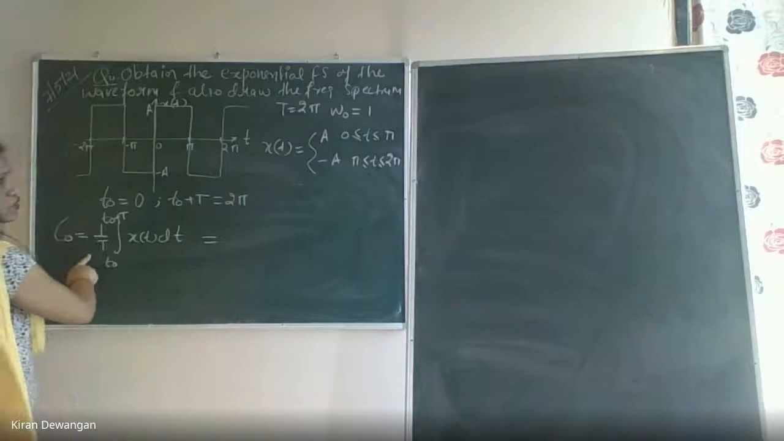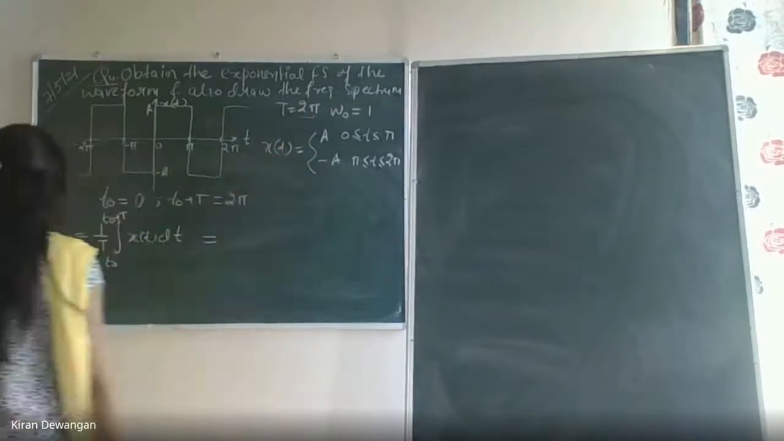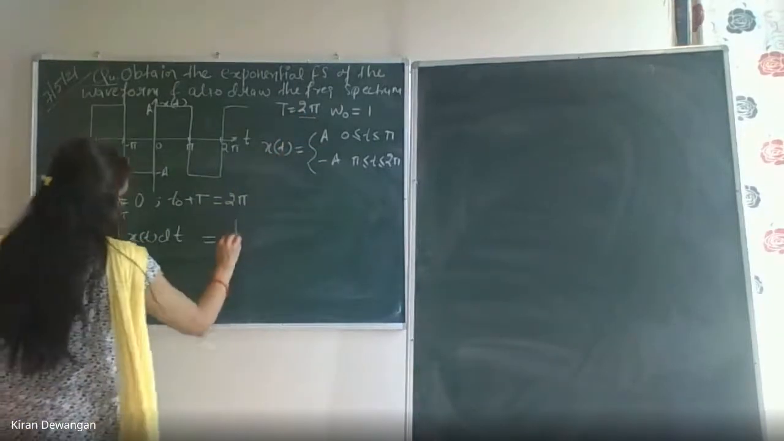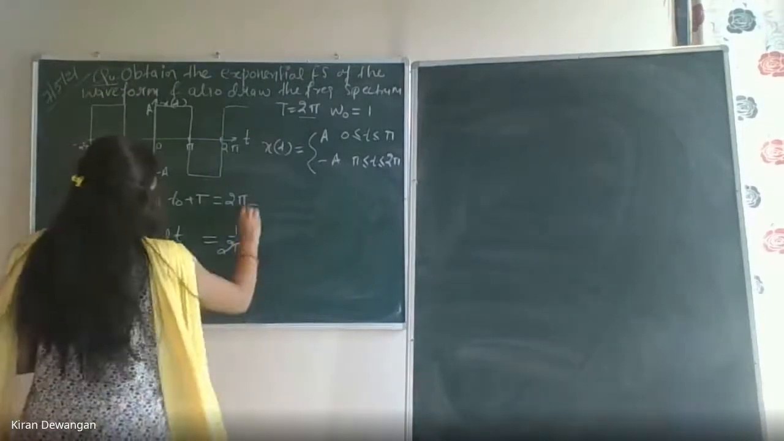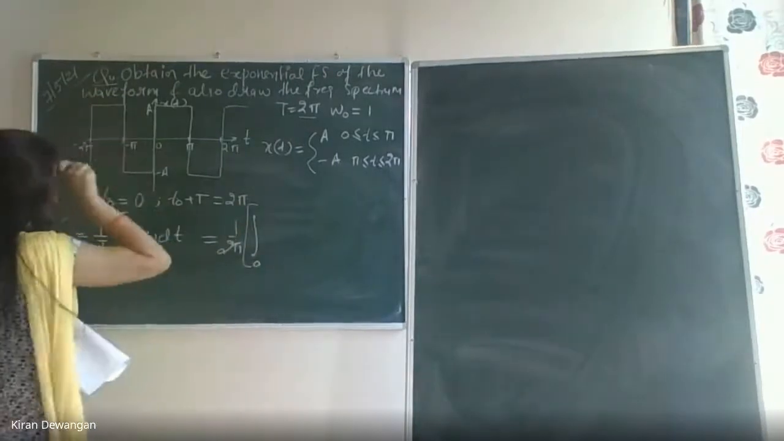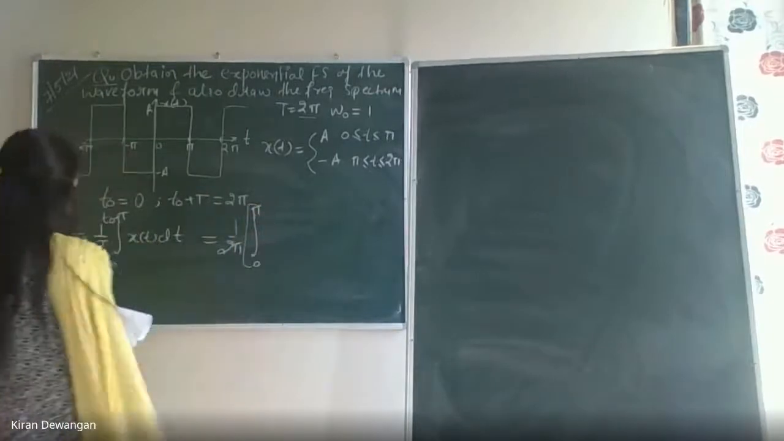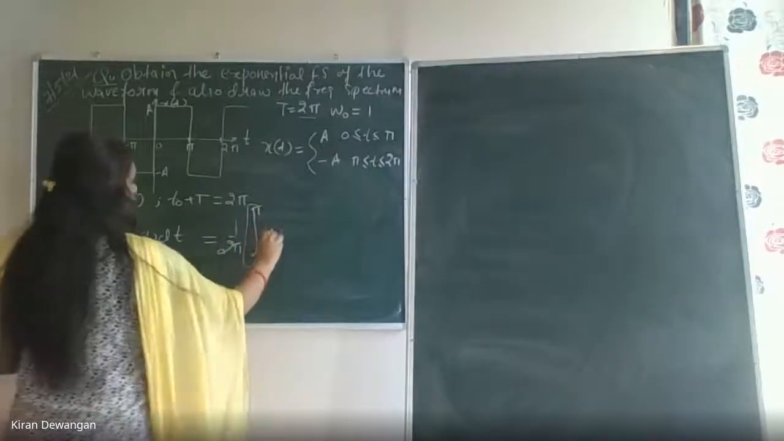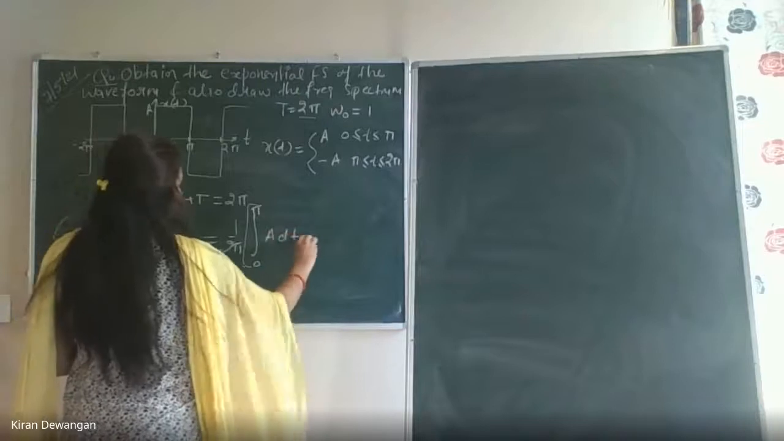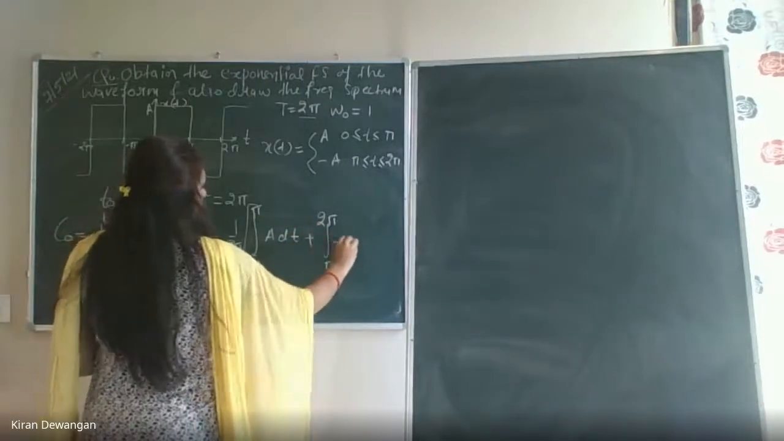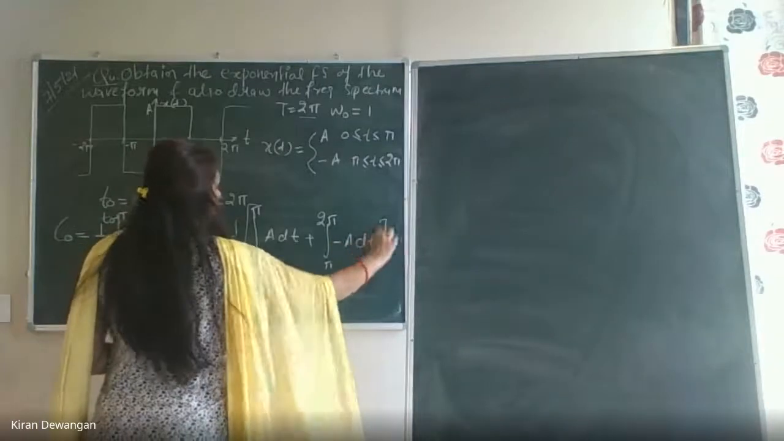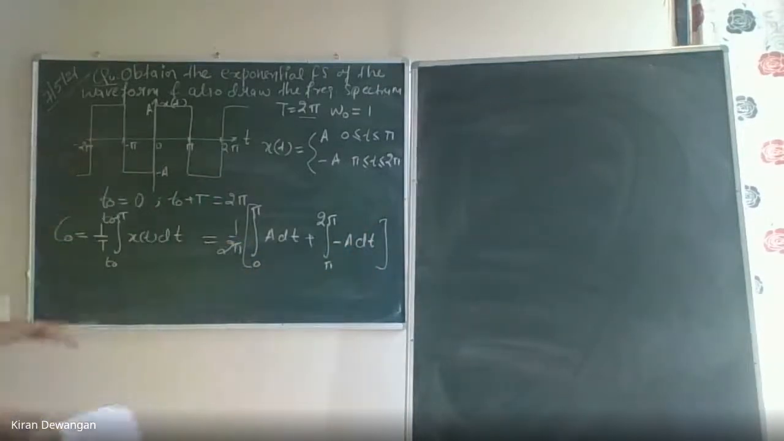Since T is 2 pi, we can directly write 1 by 2 pi, and this becomes the integral from 0 to pi of A dt plus the integral from pi to 2 pi of minus A dt. Now what would be the value of C naught?